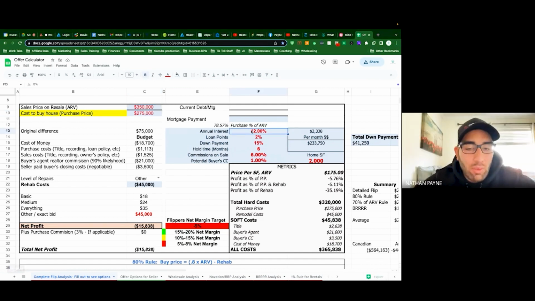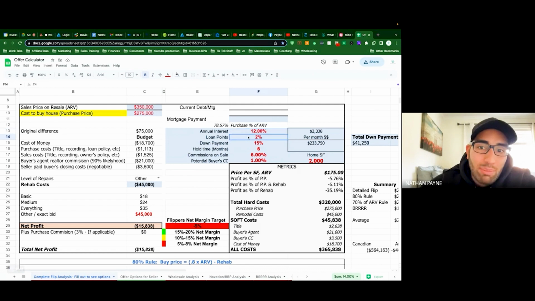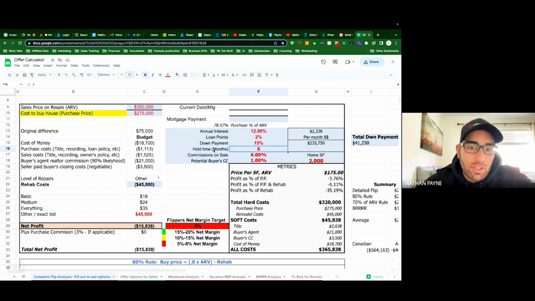Most buyers that I work with borrow hard money. They borrow money from a private lender, and they have to pay interest and points, and they have to hold the money for a certain amount of time while they're fixing the house. It's called hold time.